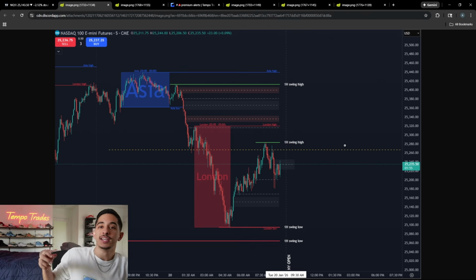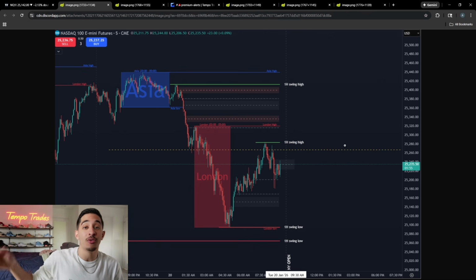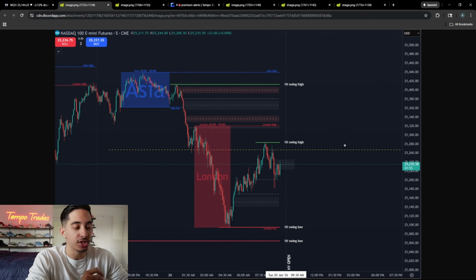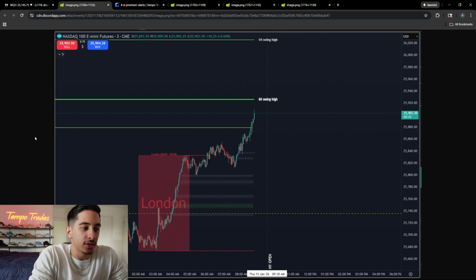You don't need the weekly and the daily, you don't need all of that to understand where the market wants to go. It's just based all on liquidity. Here is another example right here. So you could see right before open, we're actually pumping. So right before open, this is actually extremely bullish.